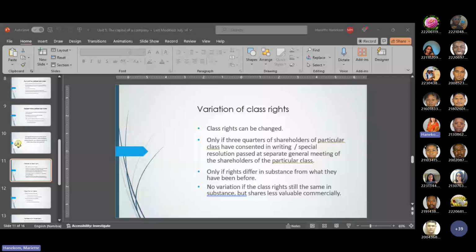This can be done, but only if 3/4 of the shareholders of that particular class have agreed or given their permission in writing, or alternatively, by way of a special resolution passed at a separate meeting of that particular class. What a special resolution is, just remember it, keep it in the back of your heads. Going to get to that at Unit 8. So that takes us back to this bit.